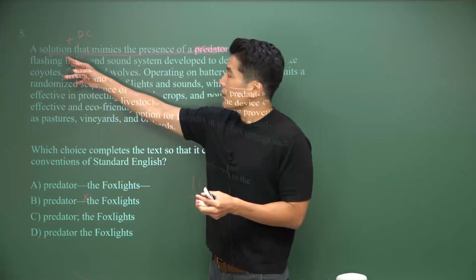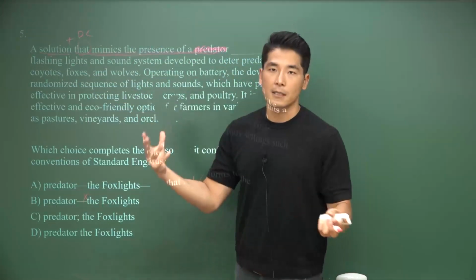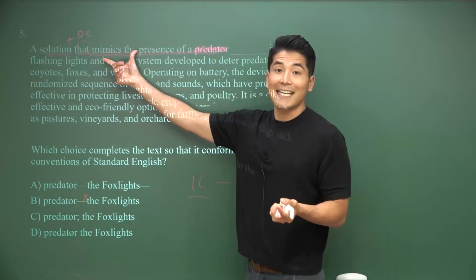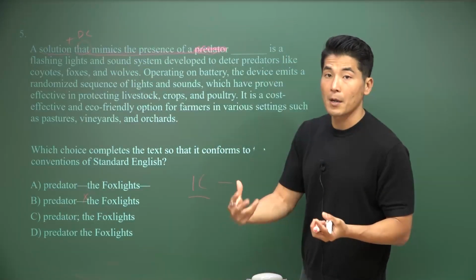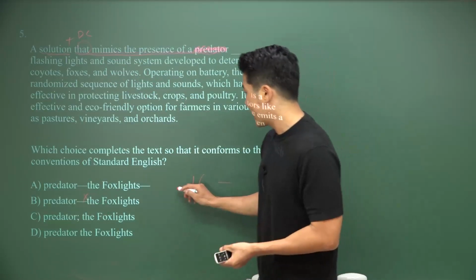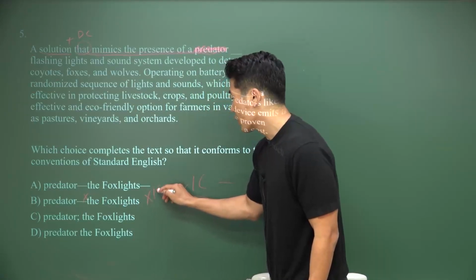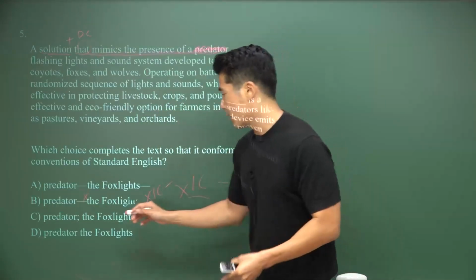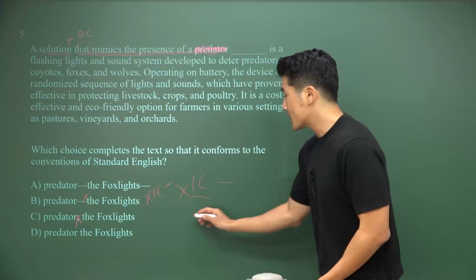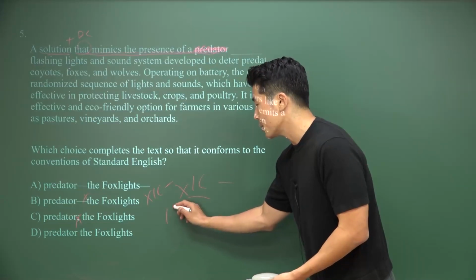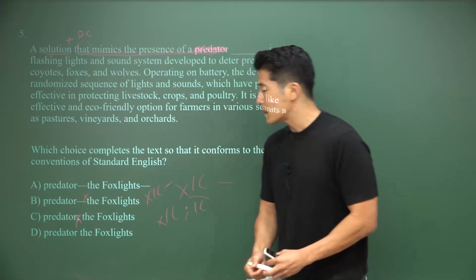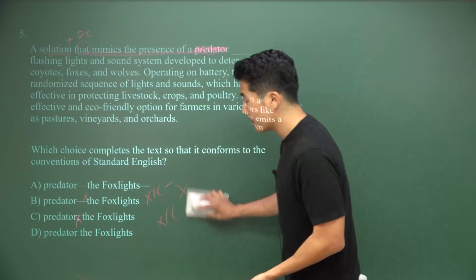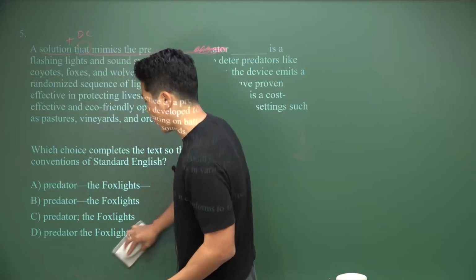So if you say, "a solution that mimics the presence of a predator is awesome," then that would be a complete sentence, because "is" would be your verb. But here, as it's written, there is no verb. So this is why I know I don't have an IC before the dash, so I can get rid of B. For that same exact reason, I can also get rid of C, because a semicolon's job is to separate ICs, but I don't have that IC before the semicolon. So this is why I can get rid of C as well.